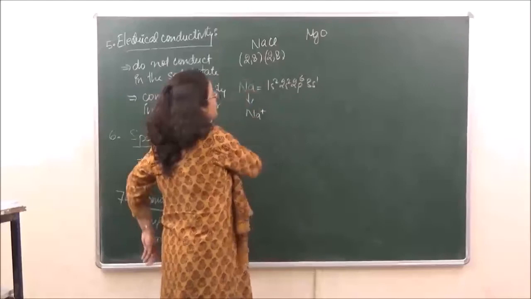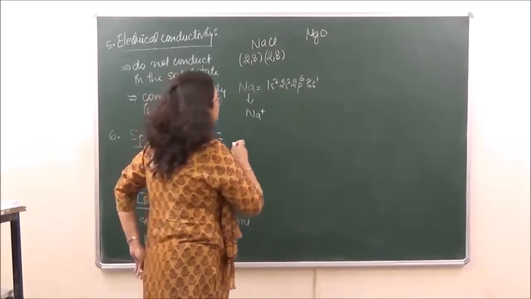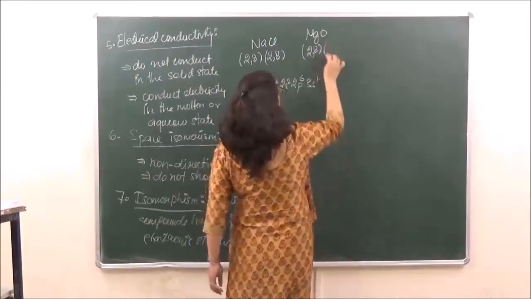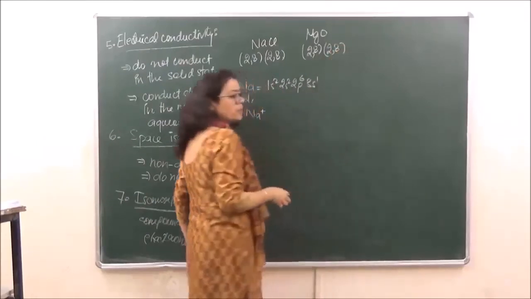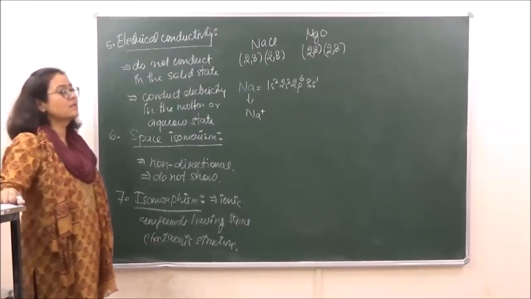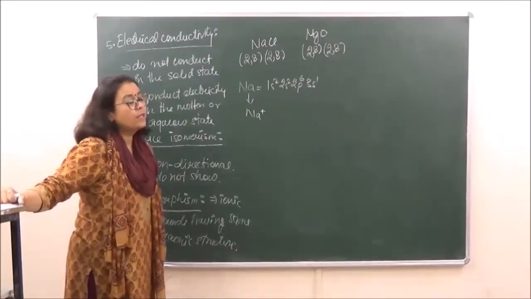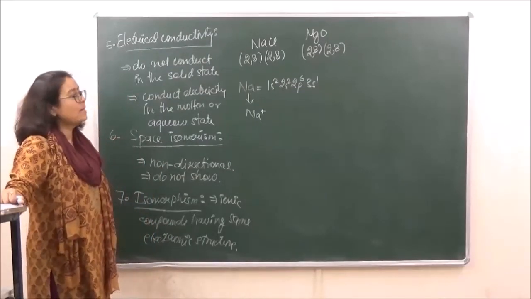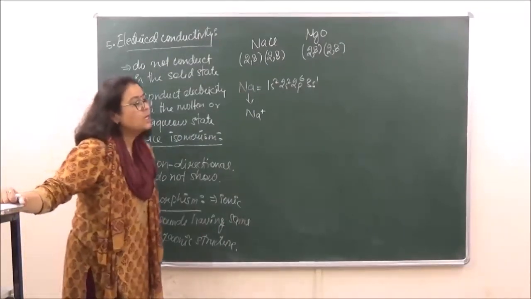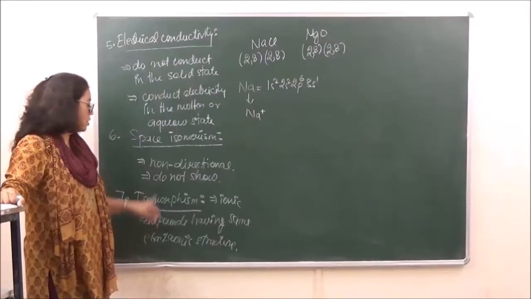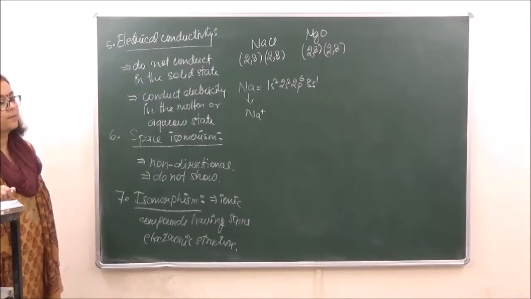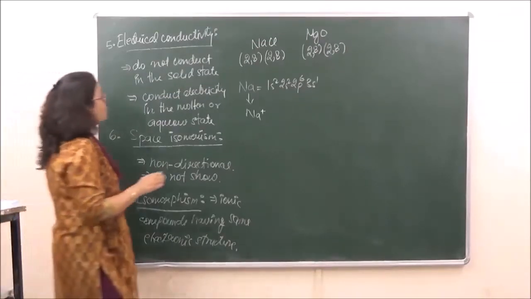Then we go to magnesium. In magnesium also the electronic configuration is going to be 2,8, and in oxygen also the electronic configuration is going to be 2,8. So both the compounds share the same electronic structure. Therefore they are isomorphs, which means they will have the same crystalline structure. All those which have the same electronic structure will have the same crystalline structure. So NaCl and MgO are isomorphs of each other. Have you understood?